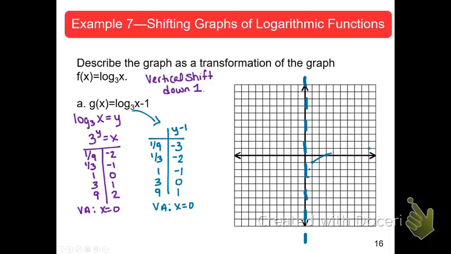And just connect those points. Put arrows on both ends. Try not to cross that asymptote, because remember, you can get really, really close, but you're never ever going to cross it. And there's our graph for this problem.